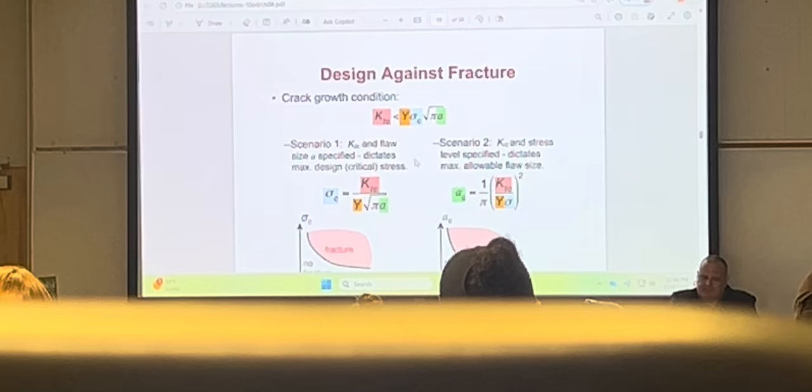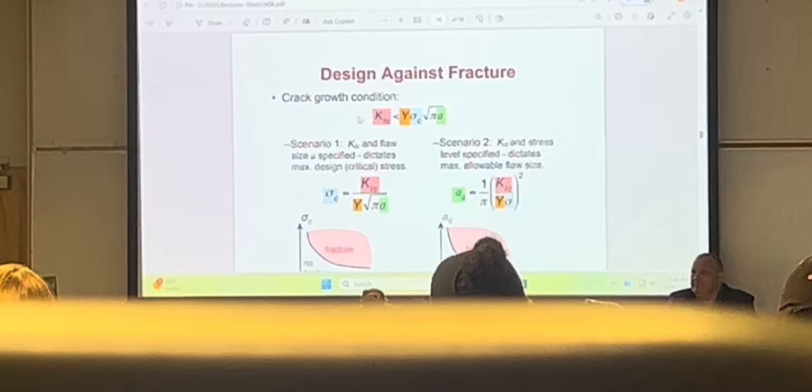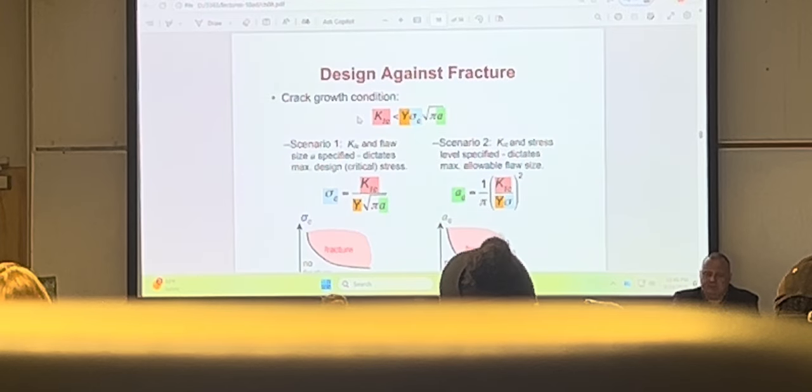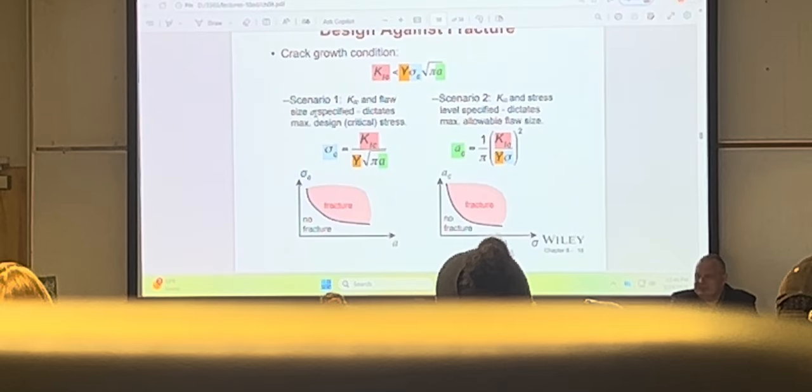Okay, so if you look at this, there are two ways of designing against fracture. The crack growth condition would be when the K1C is less than. So K1C is a material property that you can measure, that you can look up in the materials tables. There are two scenarios. One when you can measure the flaw, and the one that you cannot measure the flaw. In scenario 1, the crack length is specified, and that dictates your maximum design. So you can solve for the stress at which this crack is going to propagate.